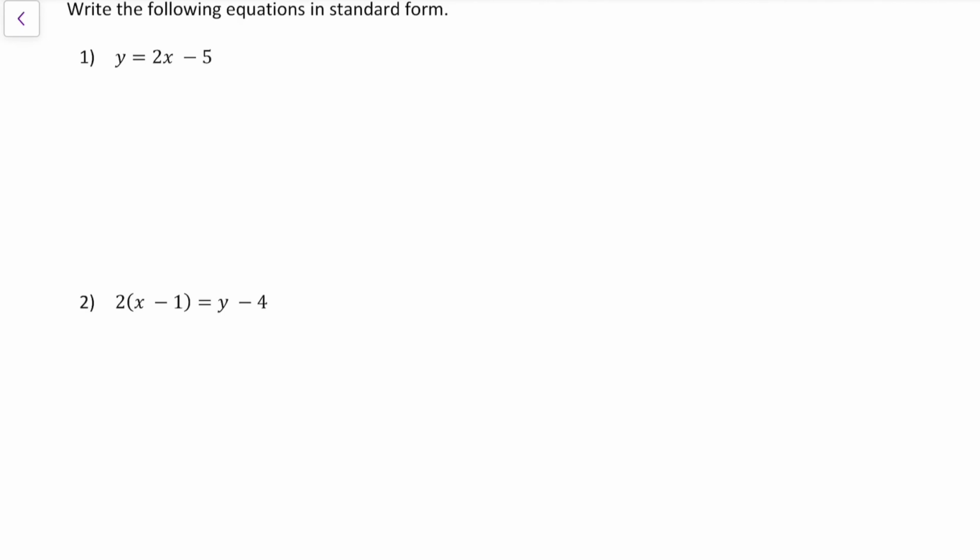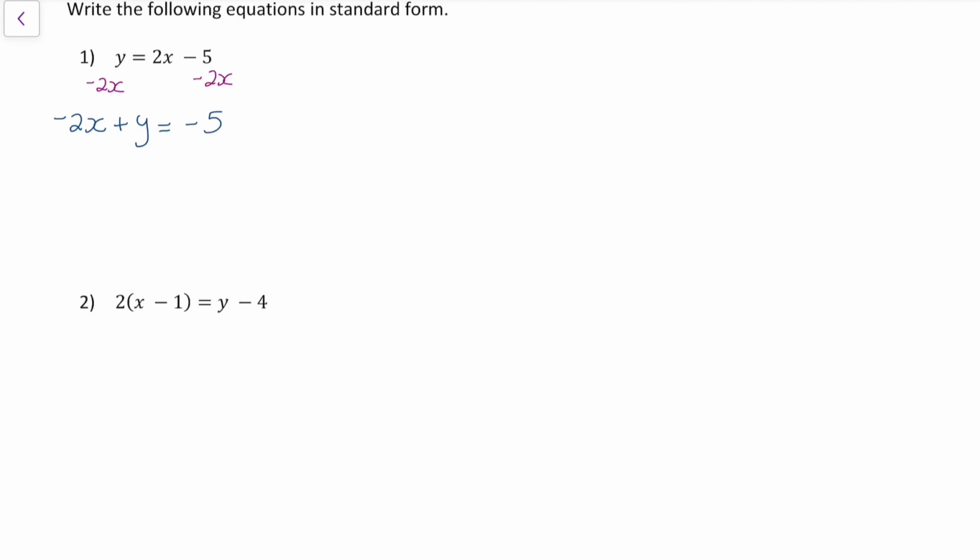And in order to do that, I need to get rid of it on the right-hand side. So it's a positive 2x, so I'm going to subtract 2x from each side. And I get minus 2x plus y equals negative 5. So now I have my x and my y and my number in the right spot, but there's still something wrong. It's not in true standard form yet.